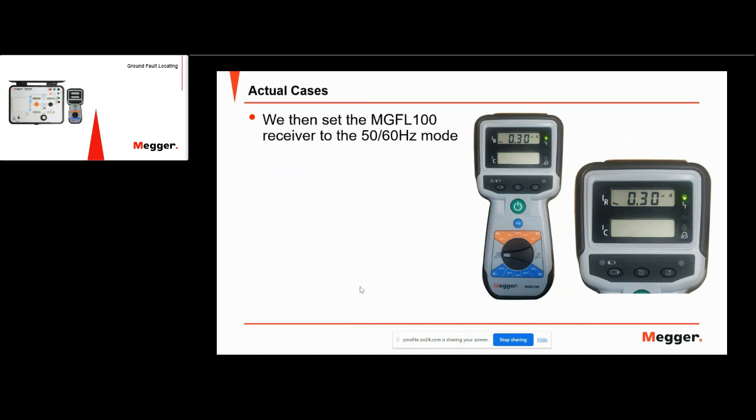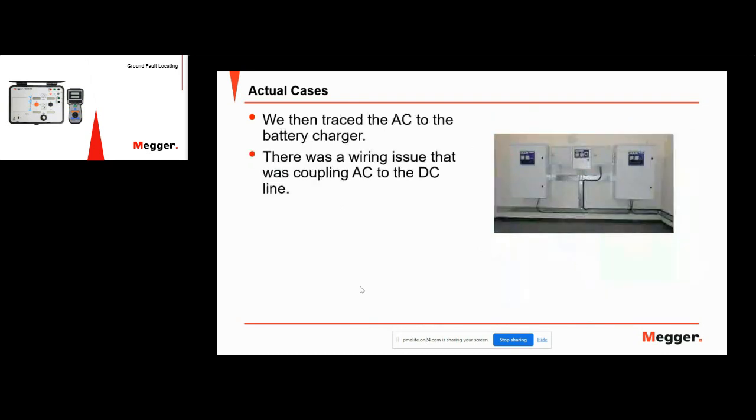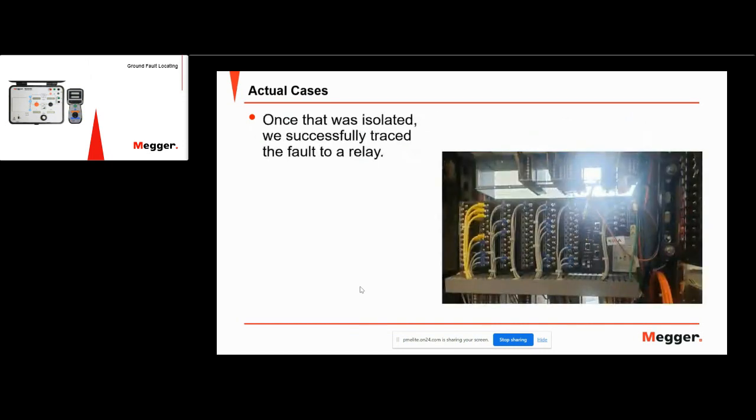And sure enough, as soon as we looked at that, we found they had AC coupled onto their DC system. So we traced the AC that was coupled over it right back to the chargers. And there was a wiring problem in their chargers. That had to be corrected, and we actually isolated that. And then we were able to very easily locate the fault to a relay that was in the system. So by having the ability to do that troubleshooting, we were able to very easily isolate that fault.